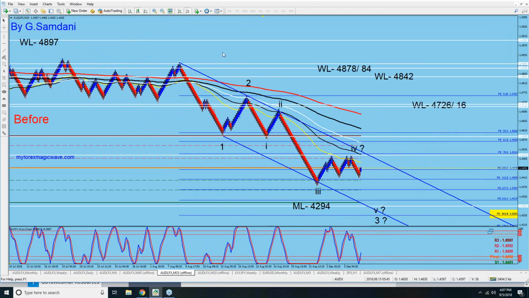Right now, see, I was working and making this Elliott wave, trying to figure out how far down the Aussie dollar is going to drop to. And it's very clear.